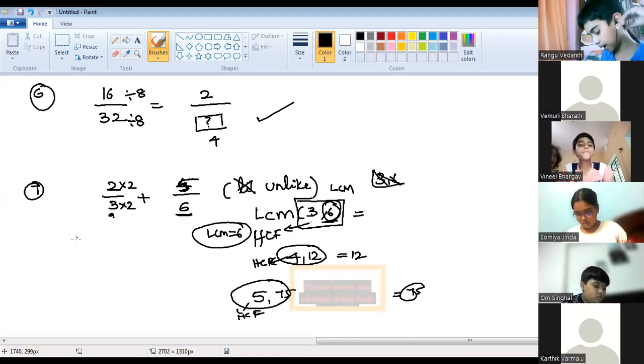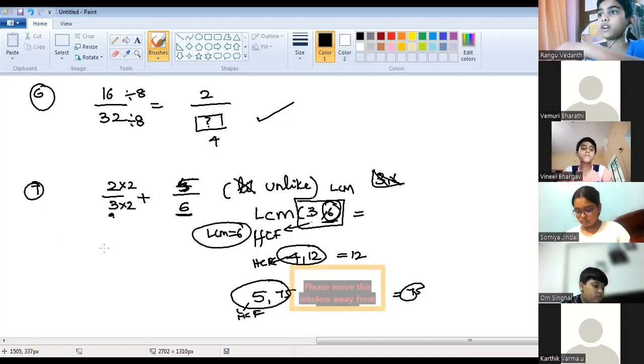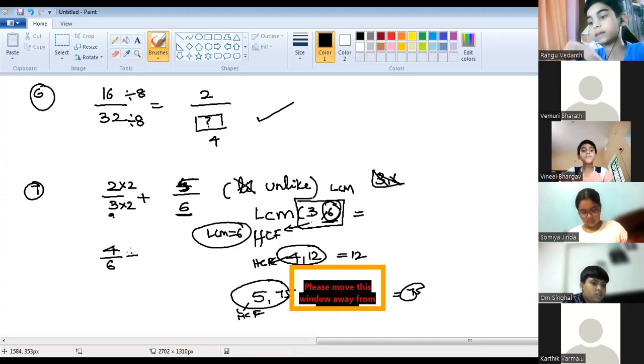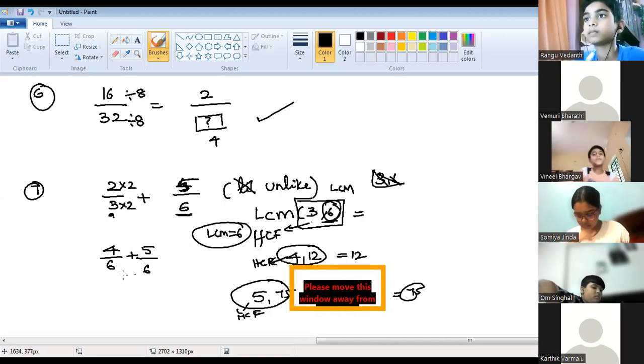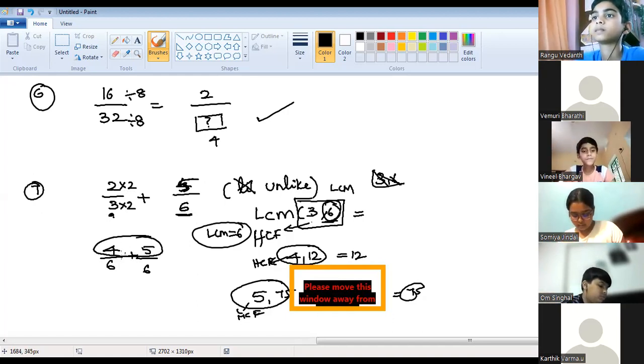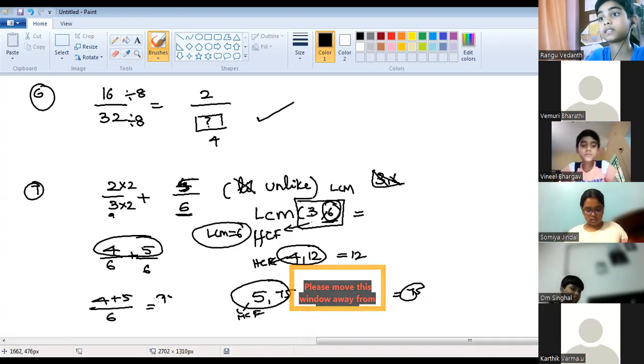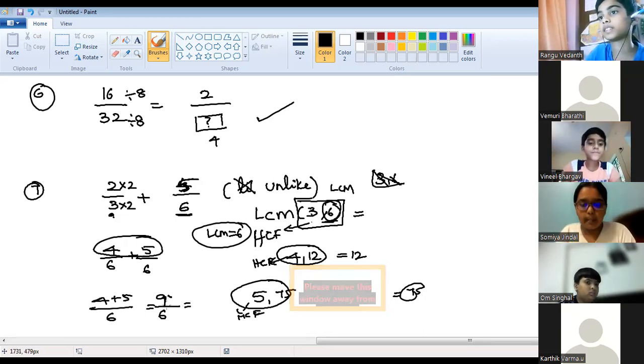Ma'am, I have a doubt. Yes, Vedant, please. 1 minute, Vedant, I'll come to you. 4 by 6 plus 5 by 6. So 4 plus 5, you just add up the numerators, children. 4 plus 5, how much? 9 by 6, it's not 11.